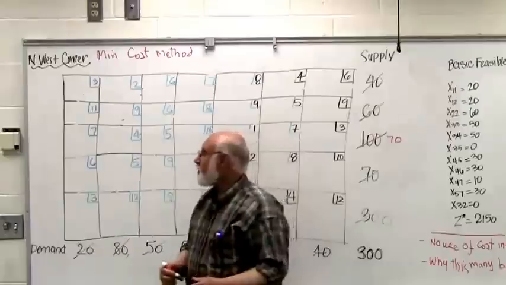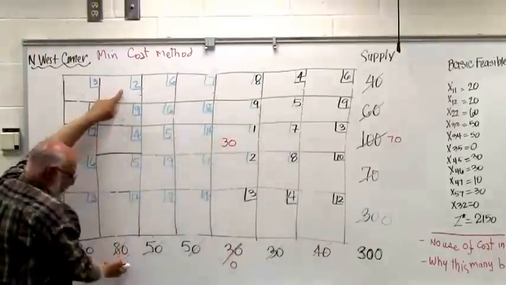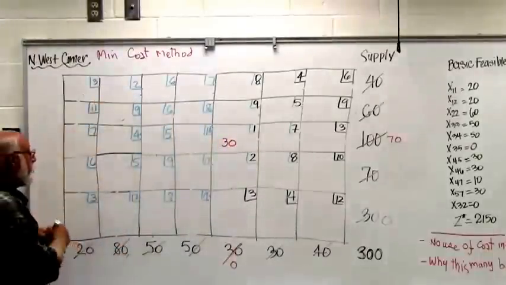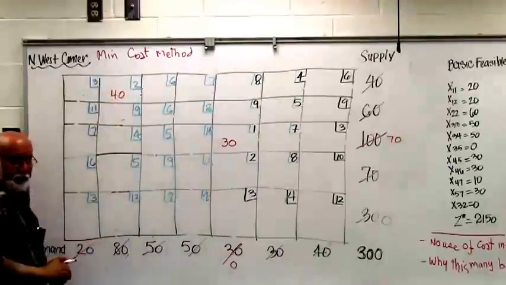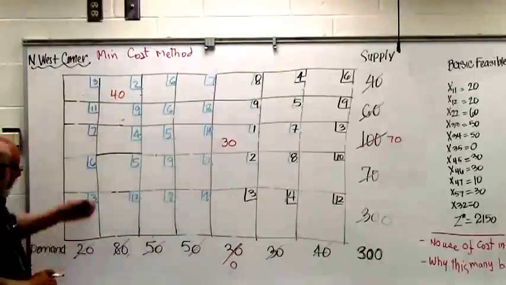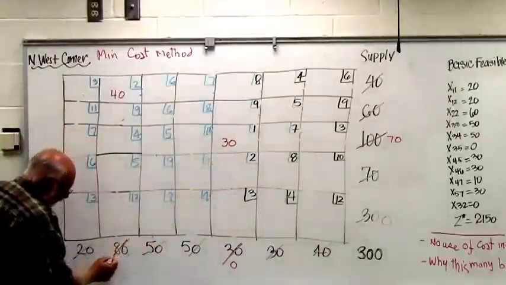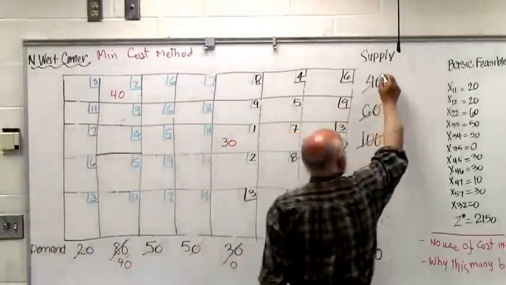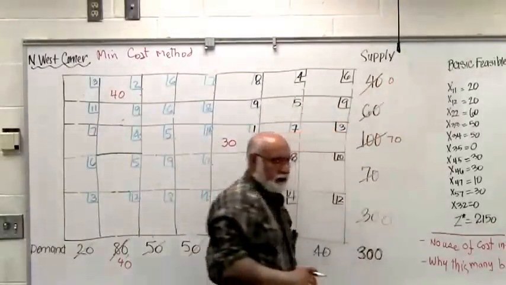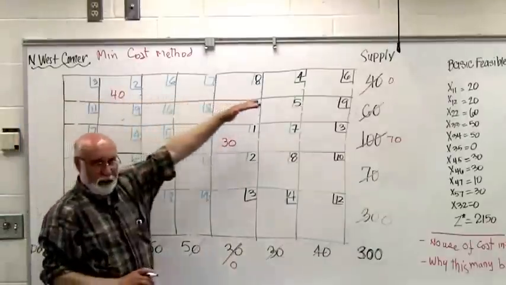and we are going to assign as much as we can. That is 40, this is 80. I'm going to assign 40 units in here. That 80 will be updated to 40. This 40 will reach 0. So that row is eliminated.